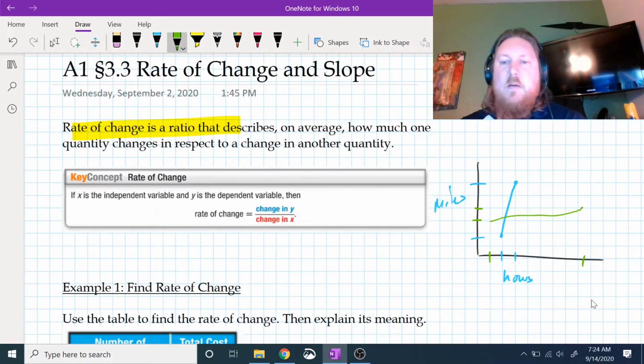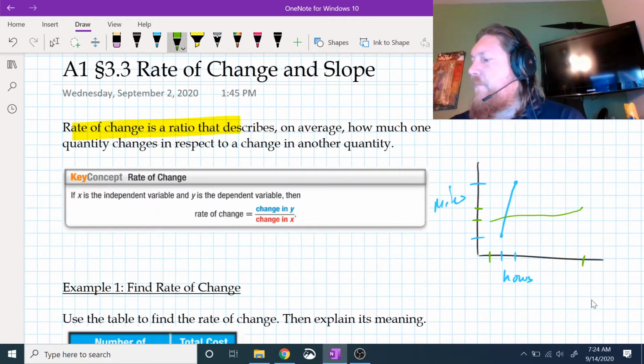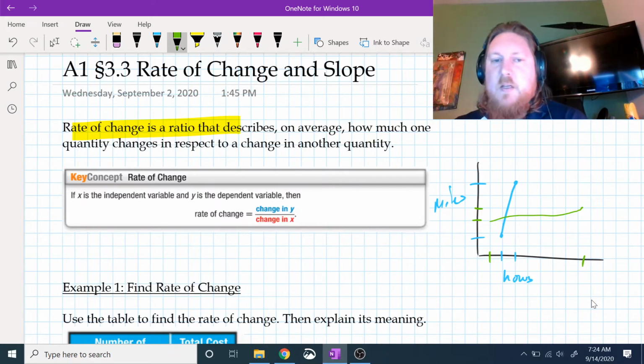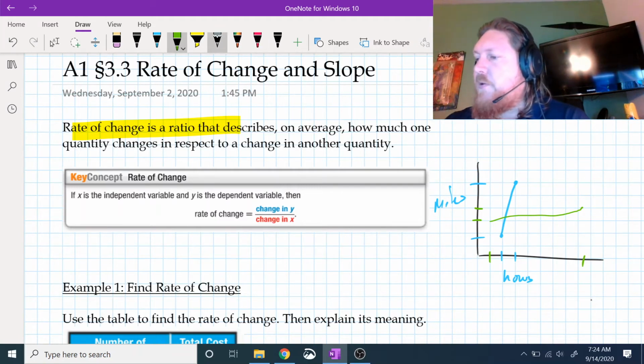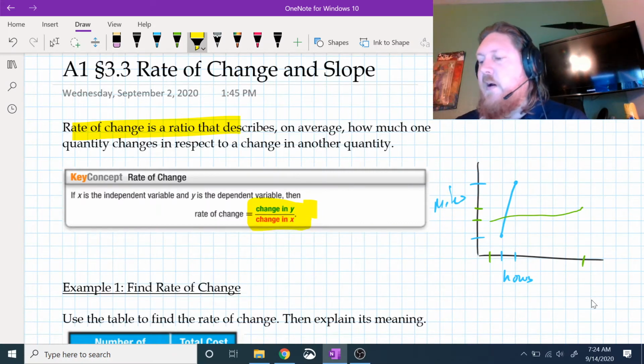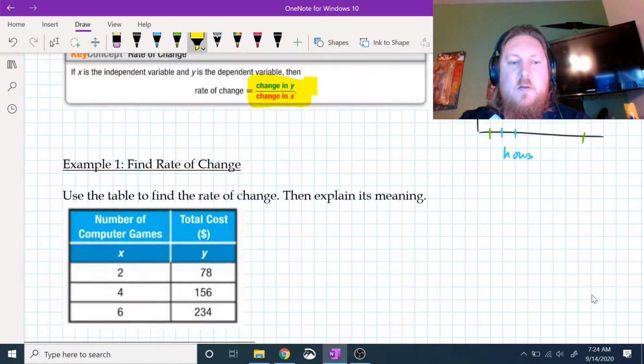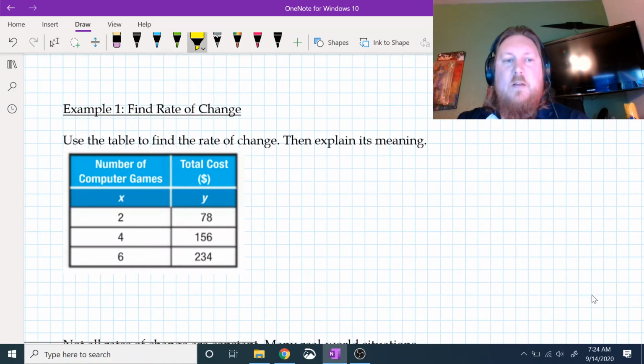And you can see I'm not drawing a straight line here, but you could draw a straight line. The whole idea is that on average, the speed is very small because not many miles happen over not many hours. So that's the idea behind rate of change. We're trying to figure out the change in y and the change in x and divide them. Now, the easiest way to do that is by subtracting them.